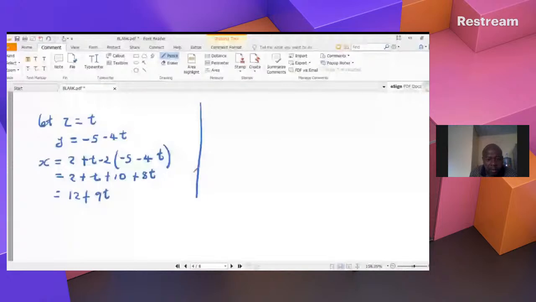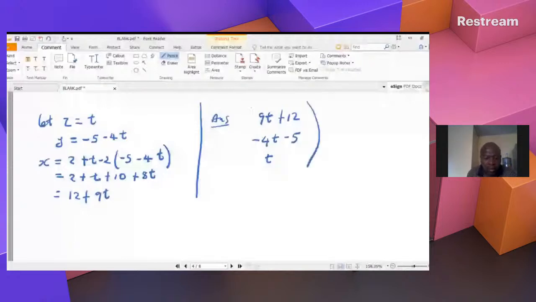For the answer, therefore, the value of x was this. Let me just begin with the 9t. That is the value of x, and the value of y is negative 4t, negative 5. I've just decided to begin with the variables. And then the value of z is t. This is the solution of the system.